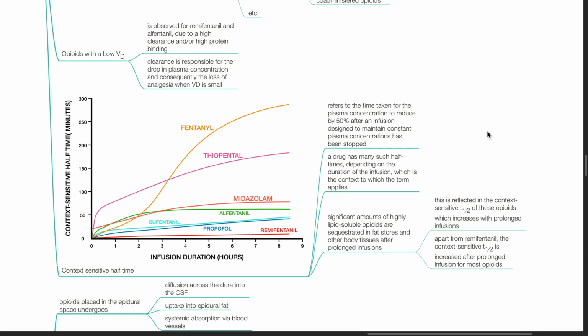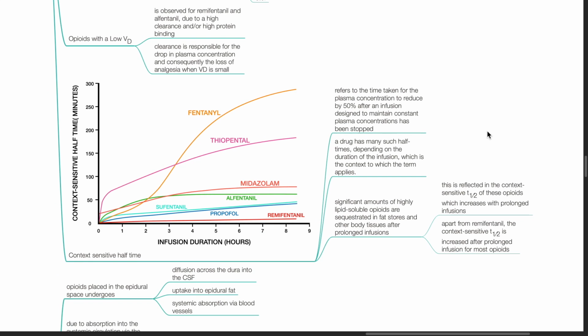A drug has many such half-times depending on the duration of infusion, which is the context to which the term applies. Significant amounts of highly lipid-soluble opioids are sequestered in fat stores and other body tissues after prolonged infusions. This is reflected in the context-sensitive half-life of these opioids, which increases with prolonged infusions. Apart from remifentanil, the context-sensitive half-life is increased after prolonged infusions for most opioids.